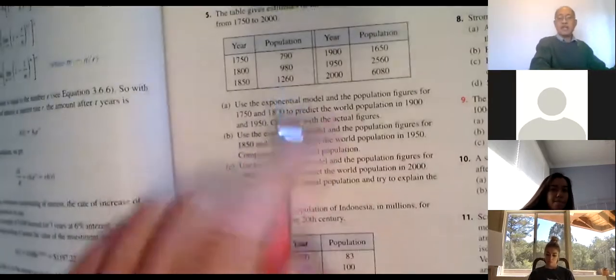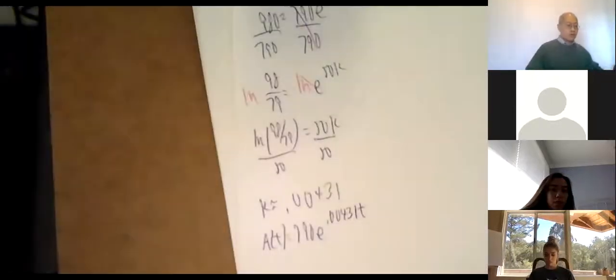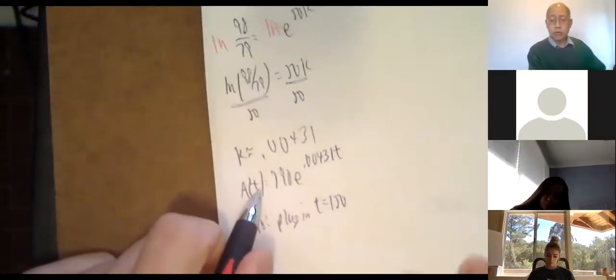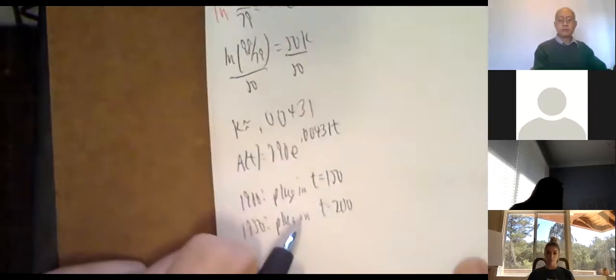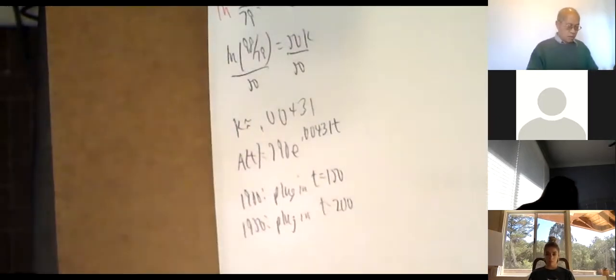So now if they give me any year that I want, like 1900 and 1950, so we agreed that for the year 1900, time was 150. So just plug in t equals 150. And this is population, so population is rounded to the nearest whole number. And likewise for the year 1950, plug in t equals 200. Okay, maybe I have just enough time to do this one. So let me just try to do that one, all right?